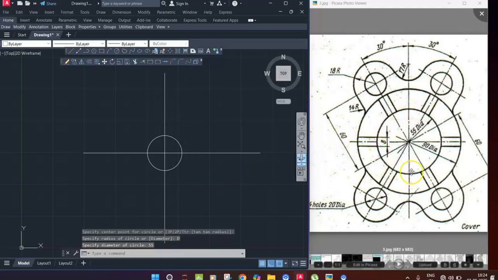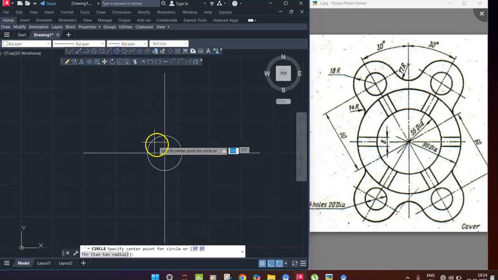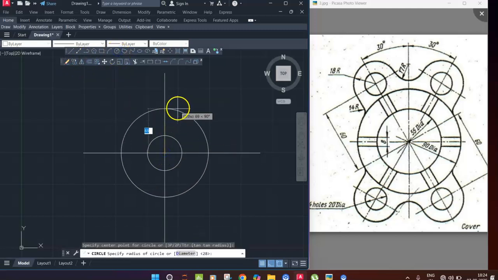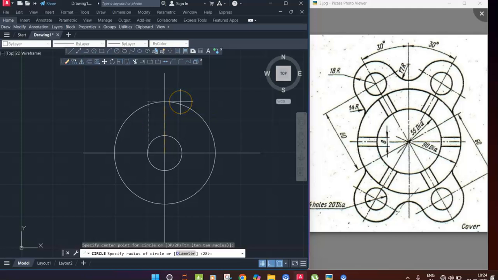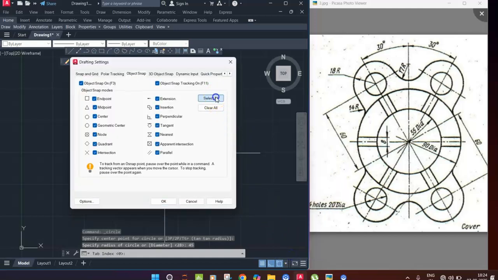And what is this outer circle radius? 90. Circle, this is my center point. 90 means 45 radius. Please check that object snap settings all are enabled.